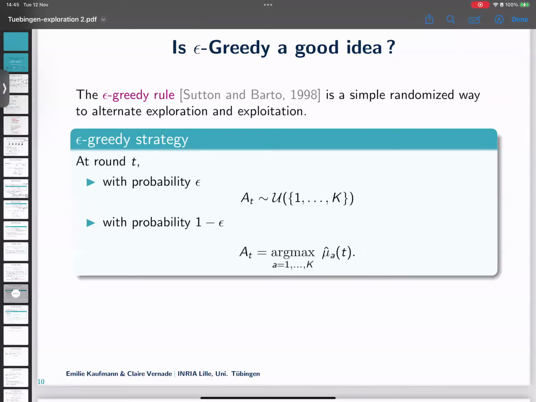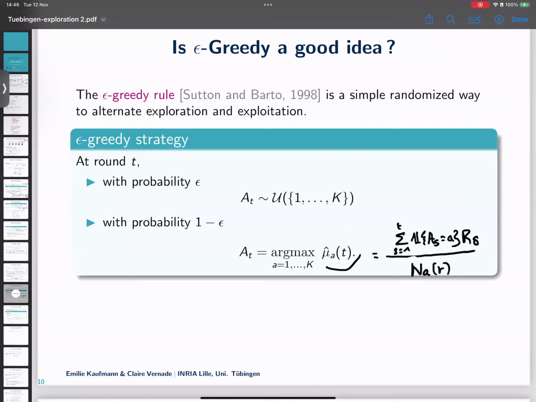So this thing here that I denote mu hat A is what? It is the sum over S equals 1 to T of the indicator that I pulled arm A times the reward that I got at time S, divided by the number of times that I've pulled arm A. I can just write it like this because now we're familiar with this notation. Okay, so it's just an empirical average, right?